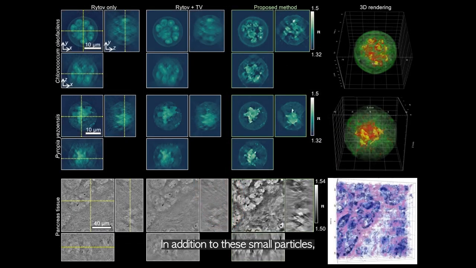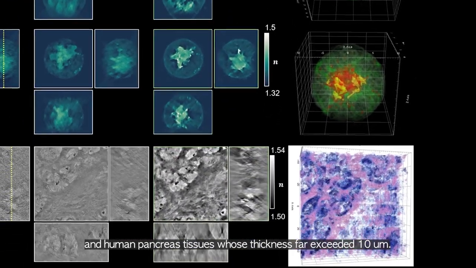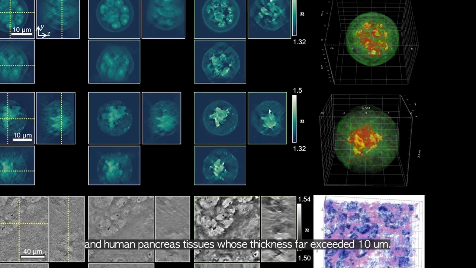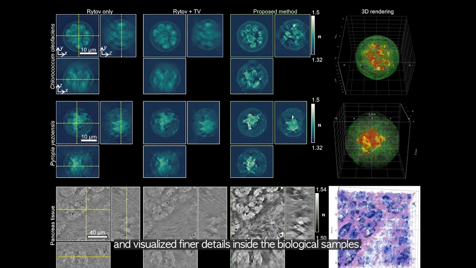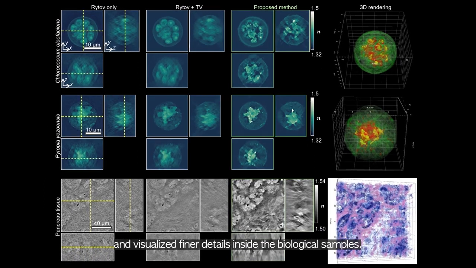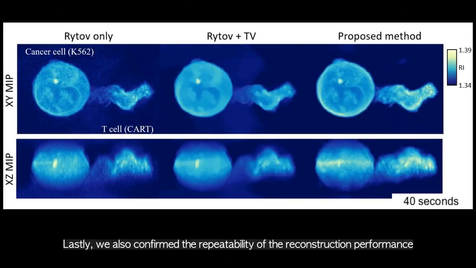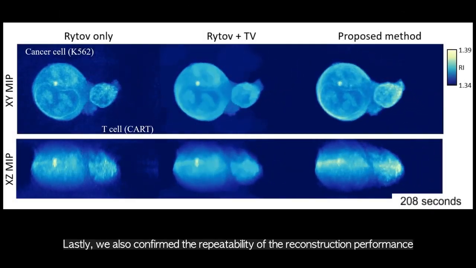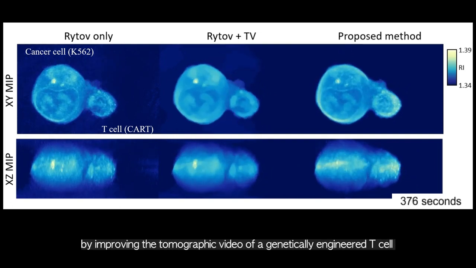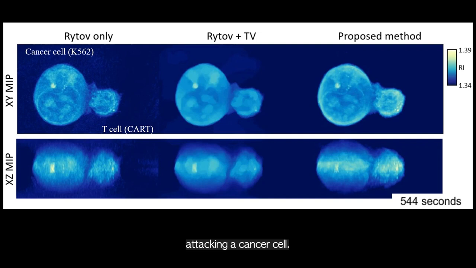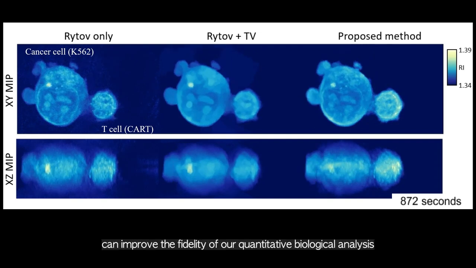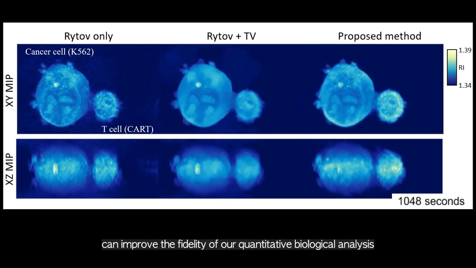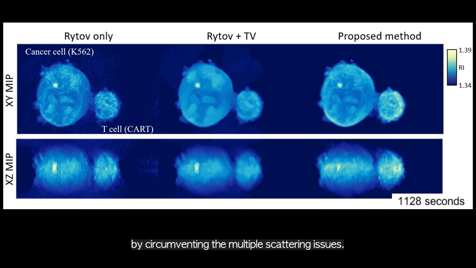In addition to these small particles, we also successfully reconstructed larger RG cells and human pancreas tissues whose thickness far exceeded 10 microns. In these cases, our method could improve the reconstruction fidelity and visualize the finer details inside the biological samples. Lastly, we also confirmed the repeatability of the reconstruction performance by improving the tomographic video of a genetically engineered T cell attacking a cancer cell. These results imply that the immediate applications of the present method can improve the fidelity of our quantitative biological analysis by circumventing the multiple scattering issues.